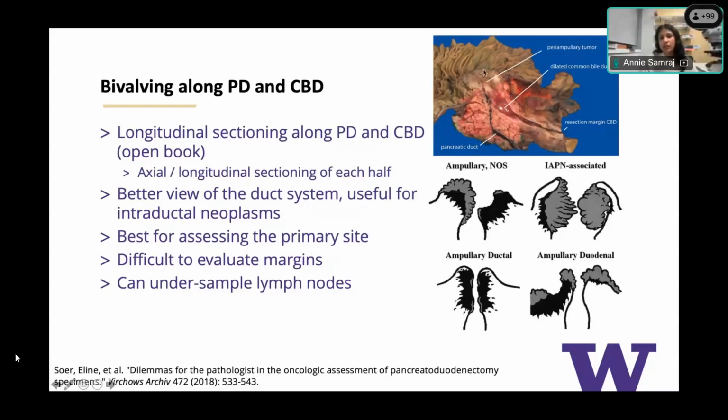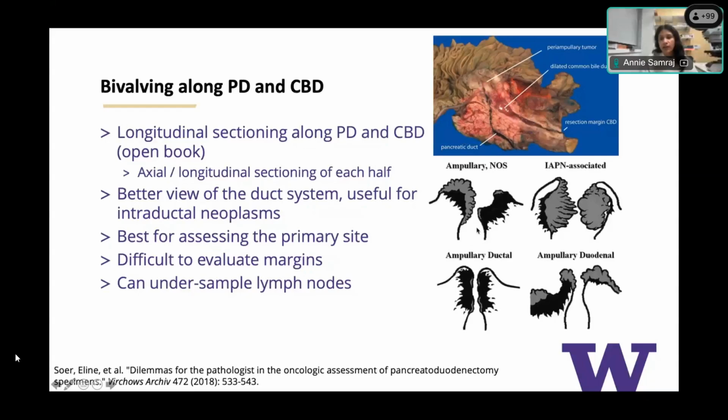And while this is good for assessing the primary site, it can be difficult to evaluate the margins. And this method, because we are manually taking out the peripancreatic fat, can undersample the lymph nodes.